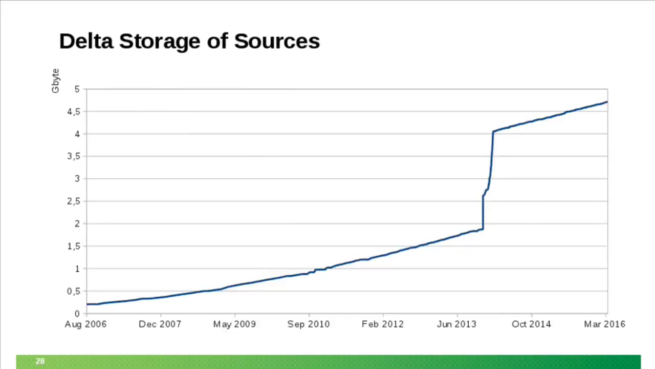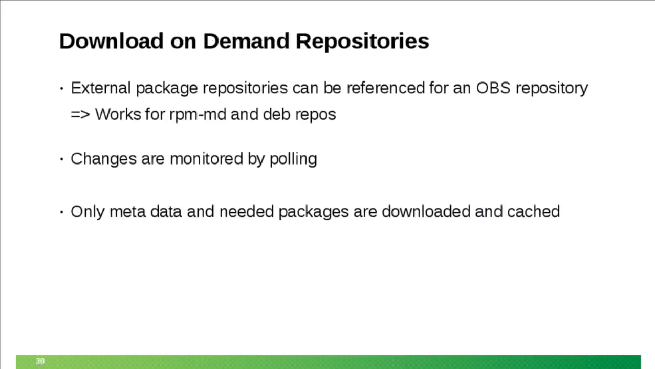Another feature is the download on demand repository. This is useful when you want to use external FTP trees to build against. So if you have some other group in your company, or some distribution which is not using build service, offering their distribution only on an FTP server, what you can do is point to this repository and make it available as a build service repository. So it's just a few lines of XML. I can show you that also if wanted.